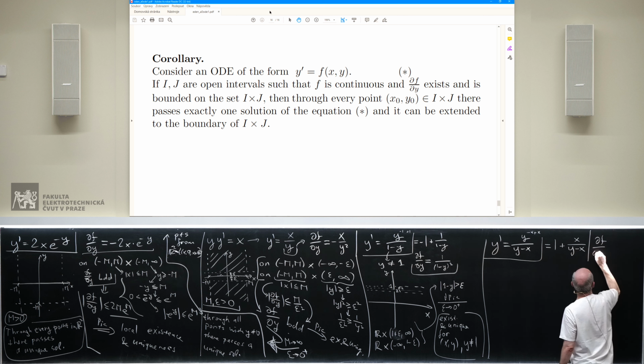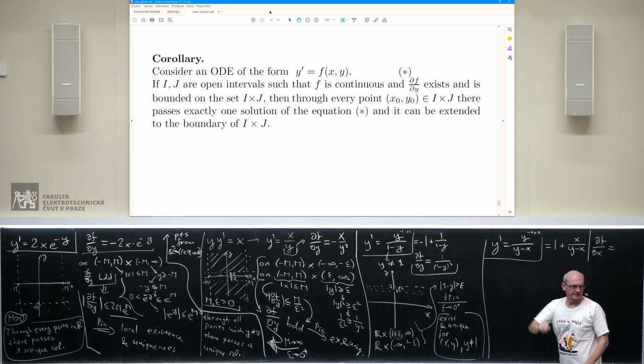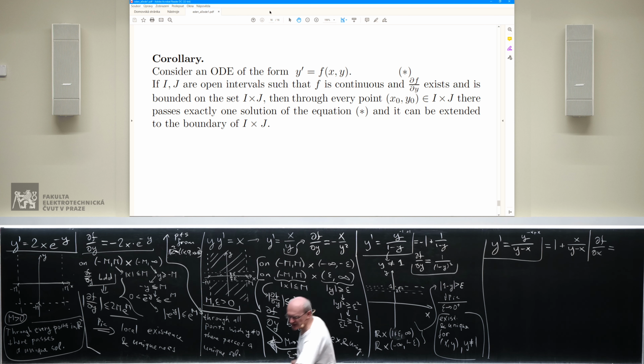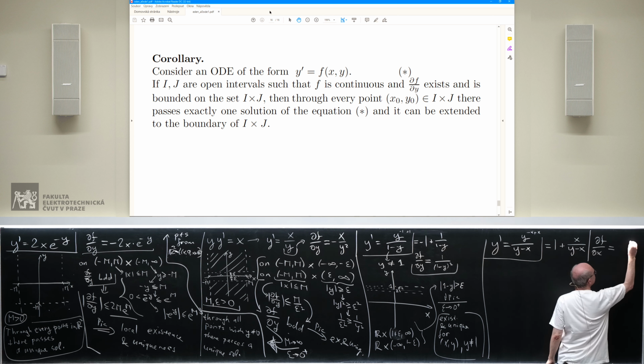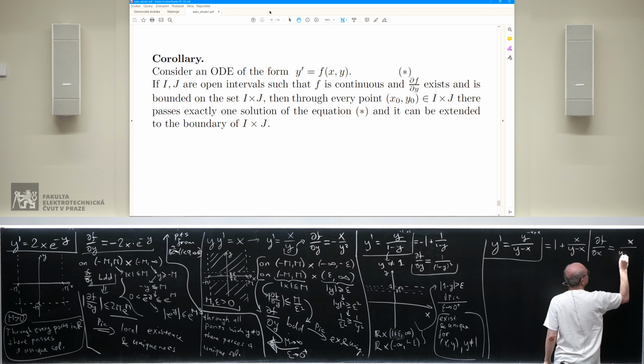And the partial derivative, therefore, is, and that's my last chalk, so it seems that the lecture is almost over. Okay, I take the derivative here. x, of course, stays on the top as a constant, and there will be (y minus x) squared and minus here.